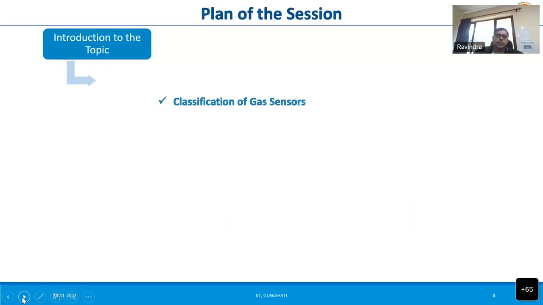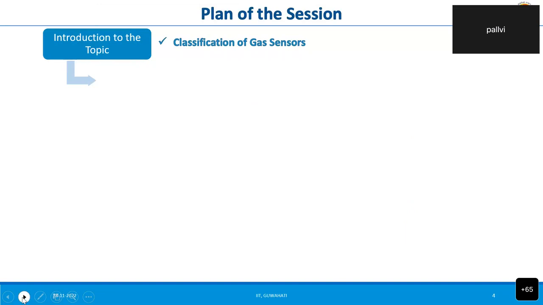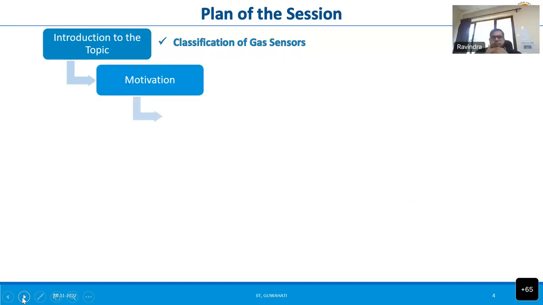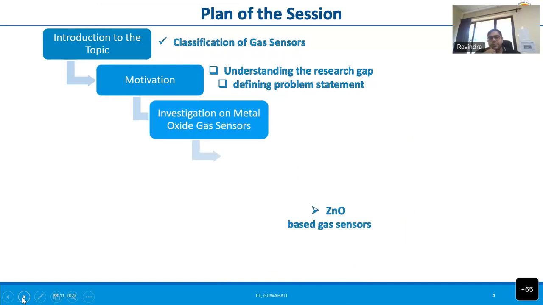What we will do is we'll see some classification of gas sensors in today's talk. Then we'll see the research gap that has been persisting for long, and we'll try to define some problem statement. I have skipped the polymer-based sensors here because there is no meaning of using those in today's era. Because we are discussing advanced materials, I think you might have an idea about polymer-based ones. So we'll start from metal oxide-based sensors. And just as an example, I have taken zinc oxide-based gas sensors.